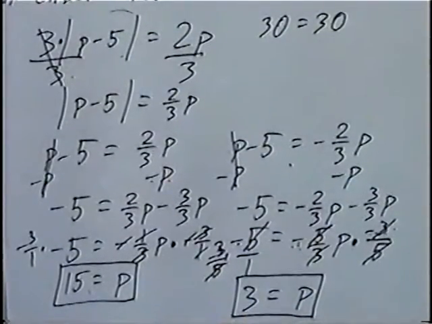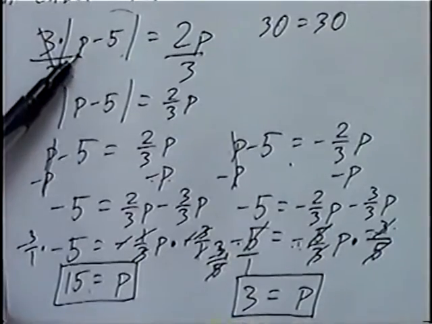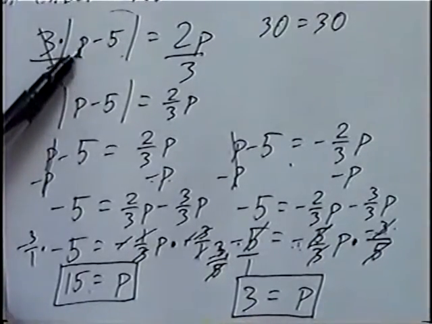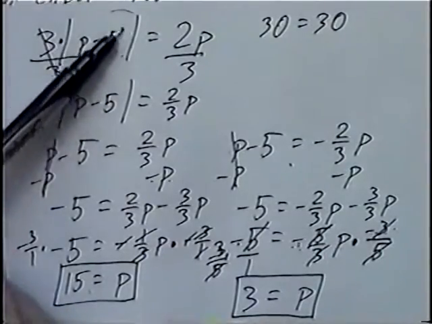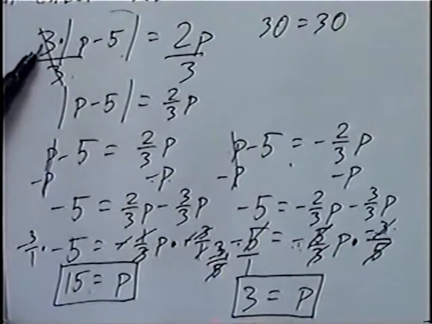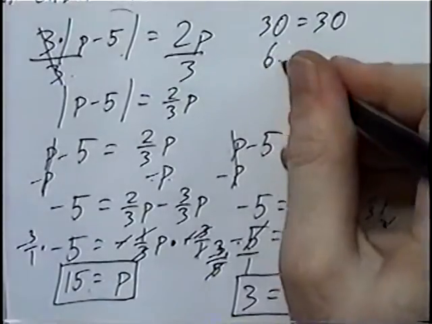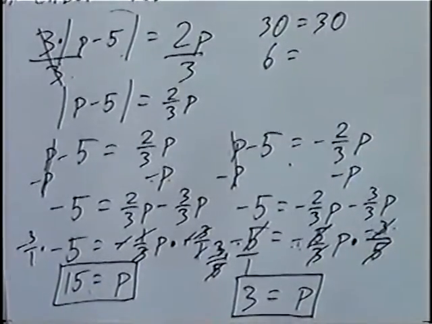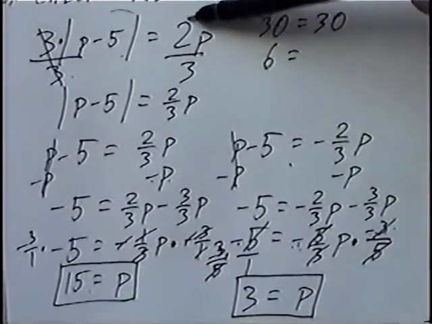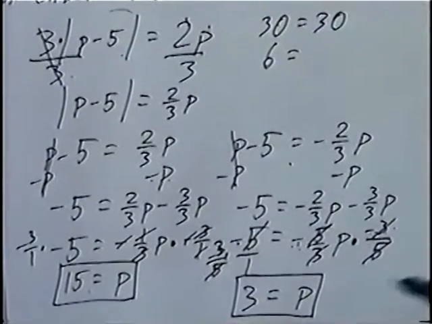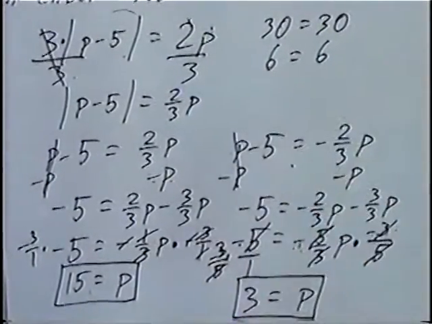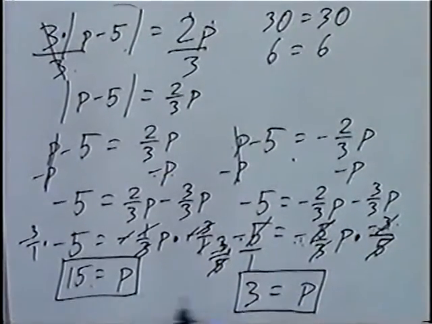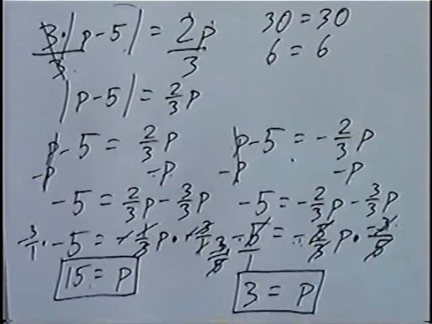If you check the second answer, 3, plug a 3 into the absolute value. 3 minus 5 would be negative 2. Absolute value of negative 2 is positive 2, times 3 would be 6 for the left-hand side. And plugging a 3 into the right-hand side, which was originally 2p, 2 times 3 would be 6. So 6 equals 6, which is true, which means the answer is also true. So two answers that do work, 15 and 3.